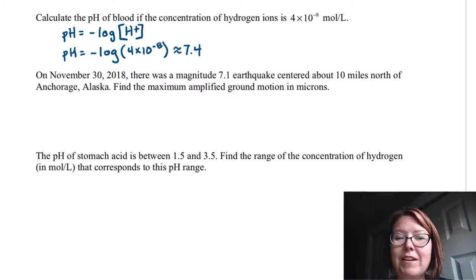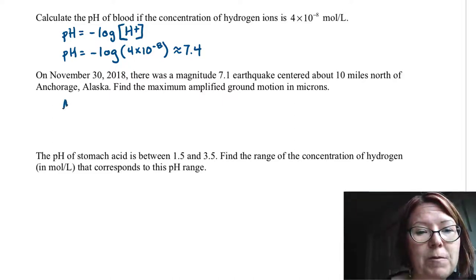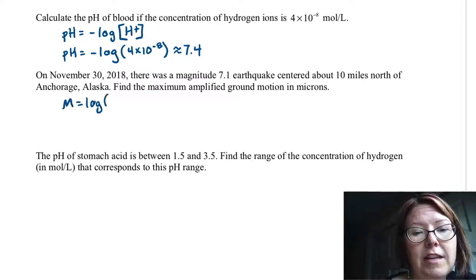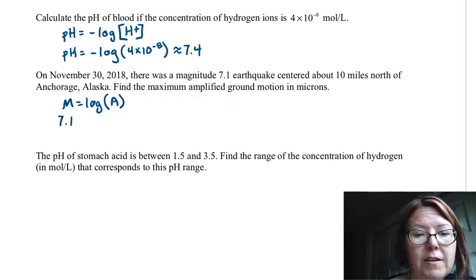Next problem. On November 30th, 2018, there was a magnitude 7.1 earthquake centered about 10 miles north of Anchorage, Alaska. Let's find the maximum amplified ground motion in microns. So in this case, we have the capital M value, the magnitude, and we want to find the capital A value. The formula is capital M equals log(capital A). So we have 7.1 equals log of capital A.